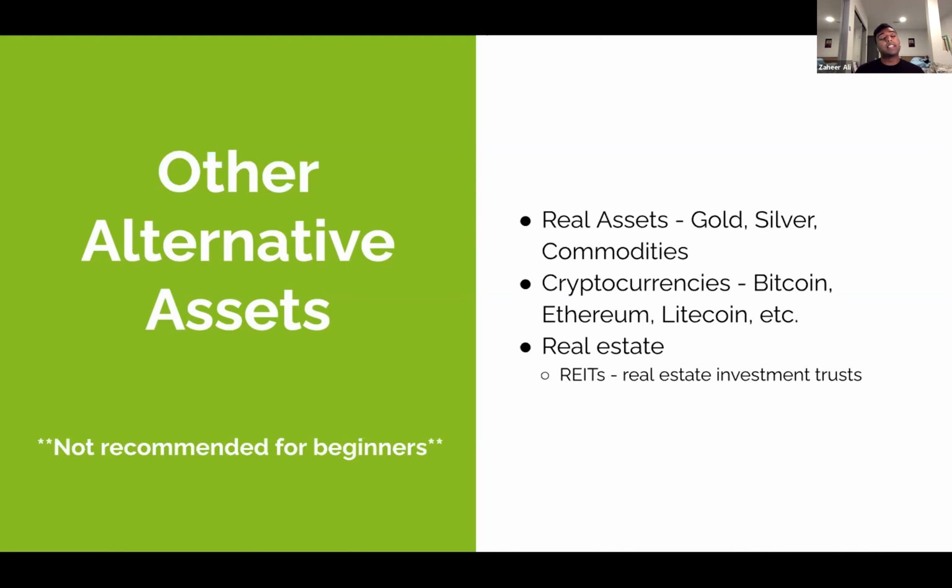Cryptocurrency, this was a big thing a few years ago, not as popular anymore, but still an option as an alternative asset. And then real estate, you can either go out and buy a building or a house as a real estate investor, or you can get involved in a REIT, which is a real estate investment trust. So this is just a pool of investors' money that's used to purchase real estate in different markets.